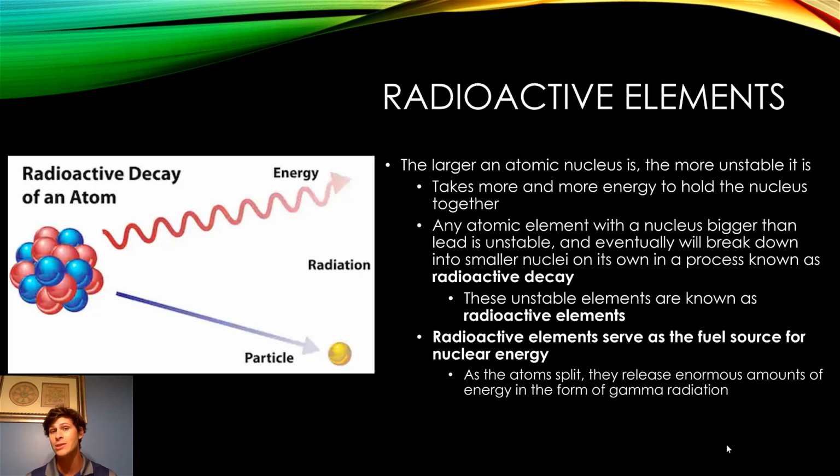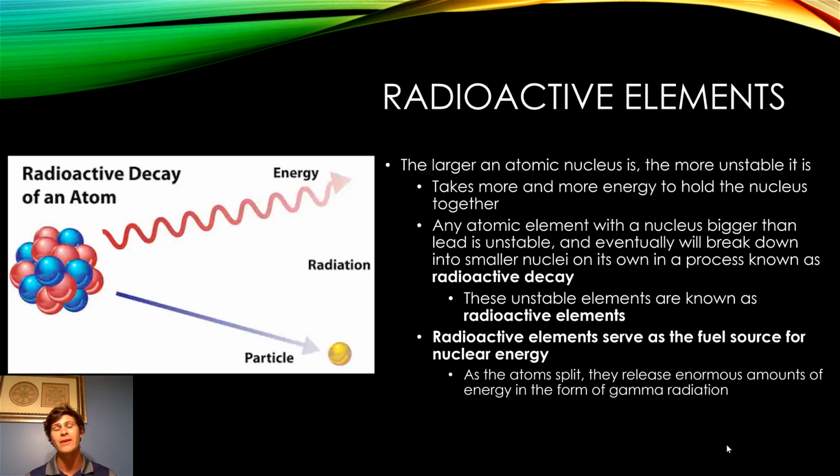So any element with a larger atomic nucleus than lead, so basically any element with an atomic nucleus that has more than 82 protons in it, is what is known as a radioactive element, in that it is actually unstable. These radioactive elements are called that because they actually have protons and neutrons splitting off them occasionally in a process known as radioactive decay.